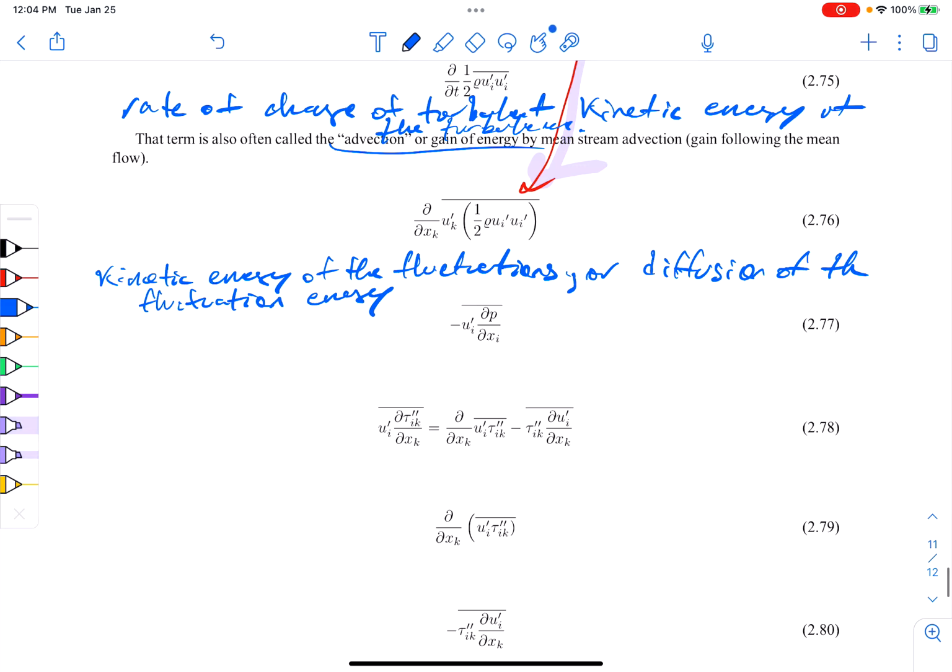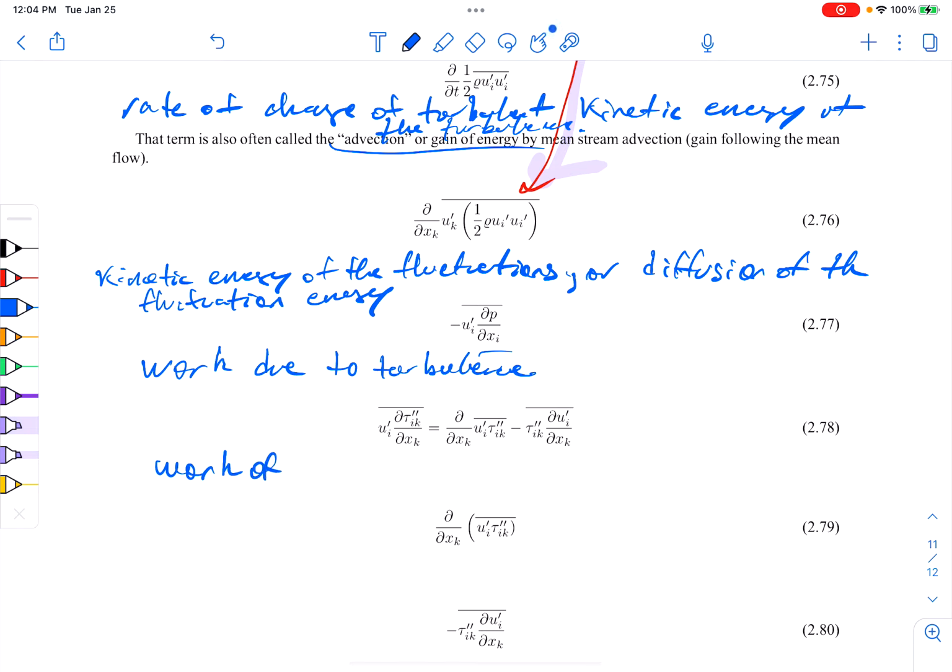The next term, and this one's the first on the right-hand side, because it involves the pressure gradient, will be the work due to turbulence. The next one is the work of viscous stresses due to the fluctuation motion.